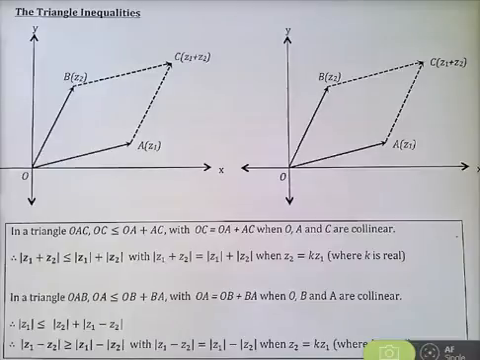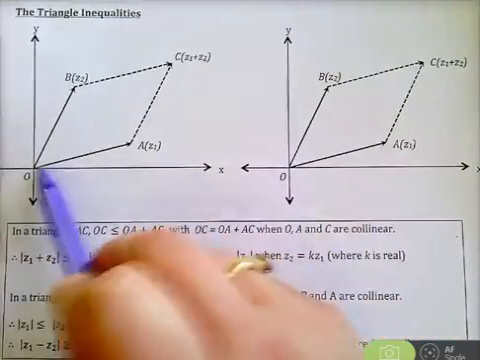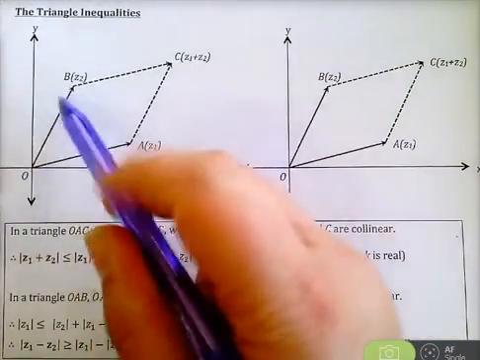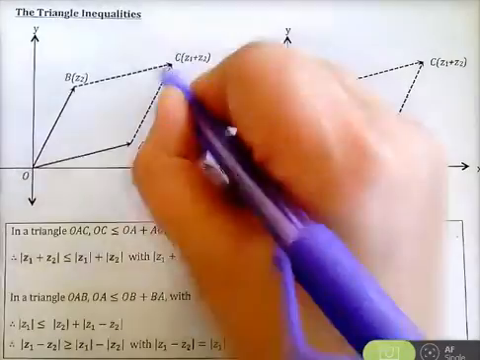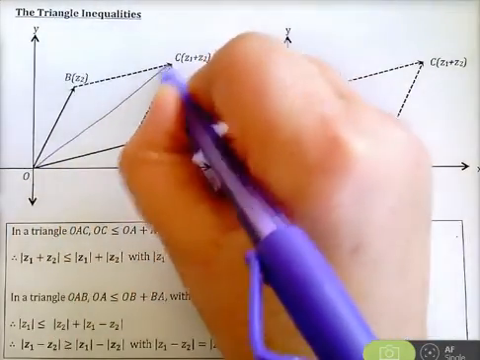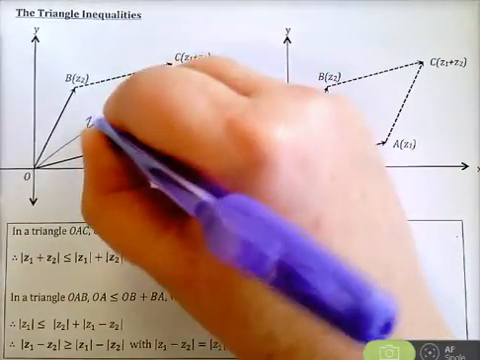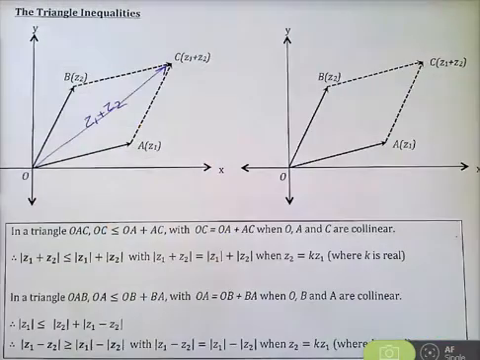Okay, we're now looking at page 35, the triangle inequalities. So we've got OA, OB. You know what this is. Tell me what this is. Yes, it's Z1 plus Z2. You can see it there.